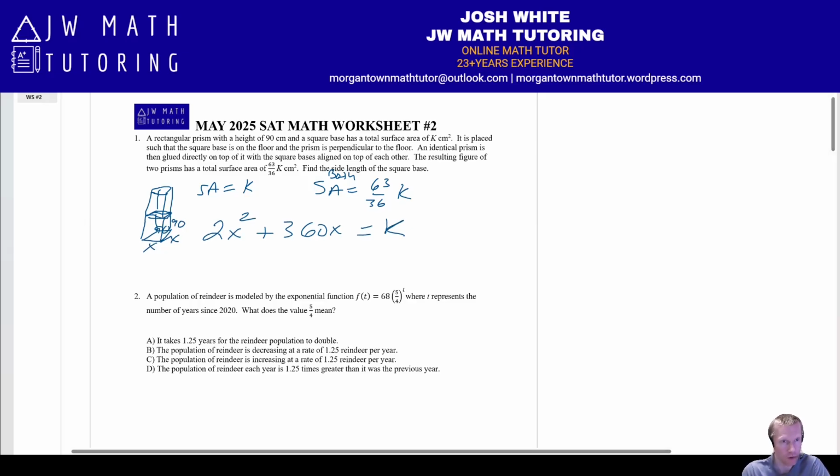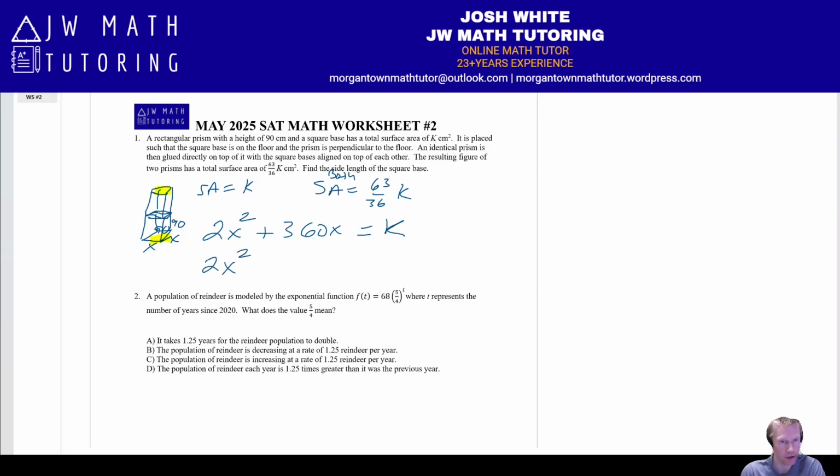All right, so that's our one equation. Now, the second equation is the area of the two prisms stacked together, which is basically going to be two total bases, because you're going to have the base on the very top and the base on the very bottom. The other two bases are not counted because they're covered up when you glue them together. So these two other bases, we don't include them.